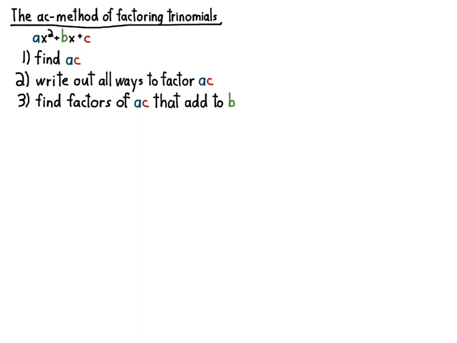Now, when you write out all ways to factor AC, that includes negatives. Okay, so if AC was positive, A and C could both be negative, or A and C could both be positive. If AC is negative, one's negative, the other is positive. And you would write out each possibility. Then you find the ones that add up to B in your list.